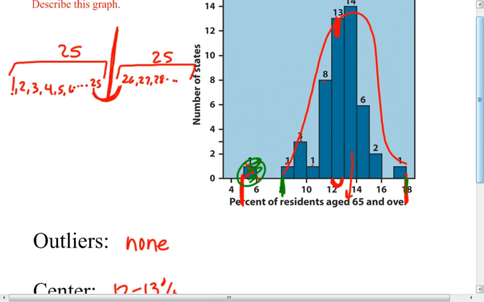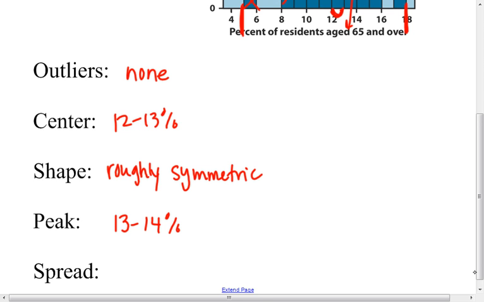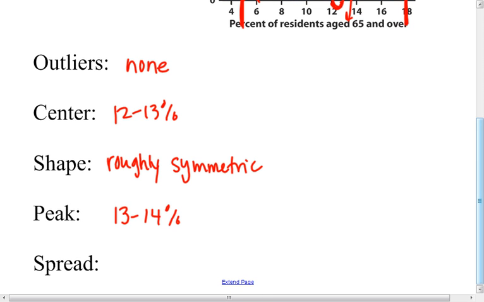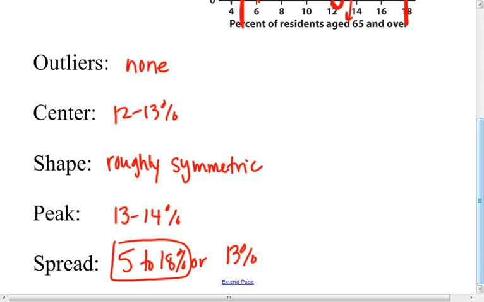So we are going to say that our spread, I'm going to erase those so I don't confuse you, is 5 to 18. And just so you know, some books will literally write it like this, 5 to 18, and some books will subtract those two and report it as 13%. So you do whatever you're comfortable with. I'm fine with either way.